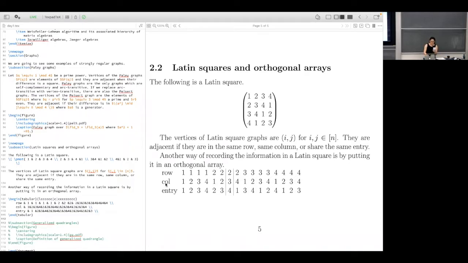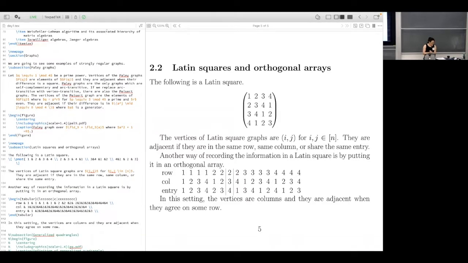In any case, for the orthogonal array, it's maybe even easier to see when vertices are adjacent, because now the vertices are just the columns of this orthogonal array, and they're adjacent if they share some entry in any of the rows. The vertices are columns, or rows if you wanted it to be really skinny, but we wanted to put it on a screen. They are adjacent when they agree on some row. So that's 2 classes of things that give you strongly regular graphs, or our goal was distance regular graphs in this case.